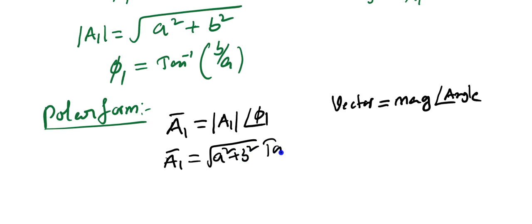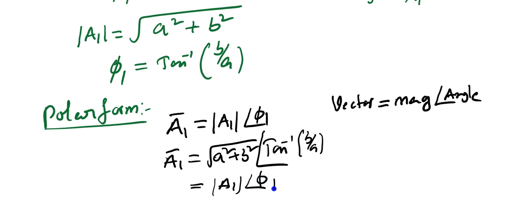And what is this angle here? The angle you are going to get is tan inverse B by A. You can write it like this: this is called A, or you can write it as A1 with the angle phi 1. So this is called a vectorial magnitude form, isn't it? This is what you need to understand here. So this is one of the polar forms.